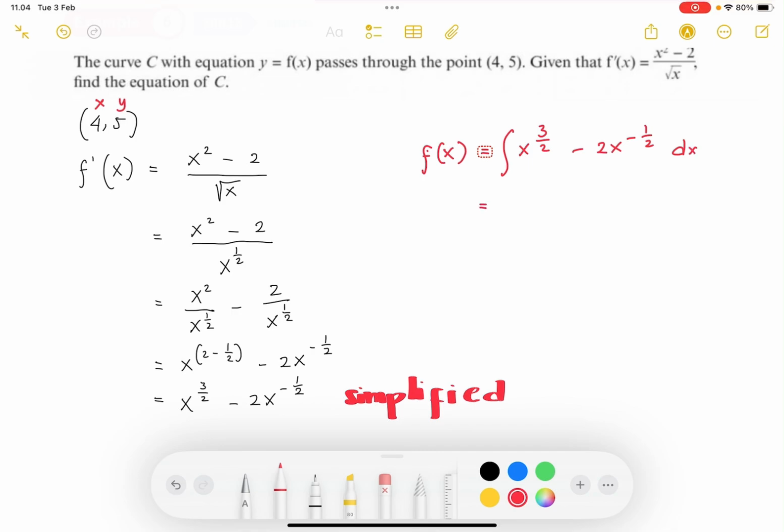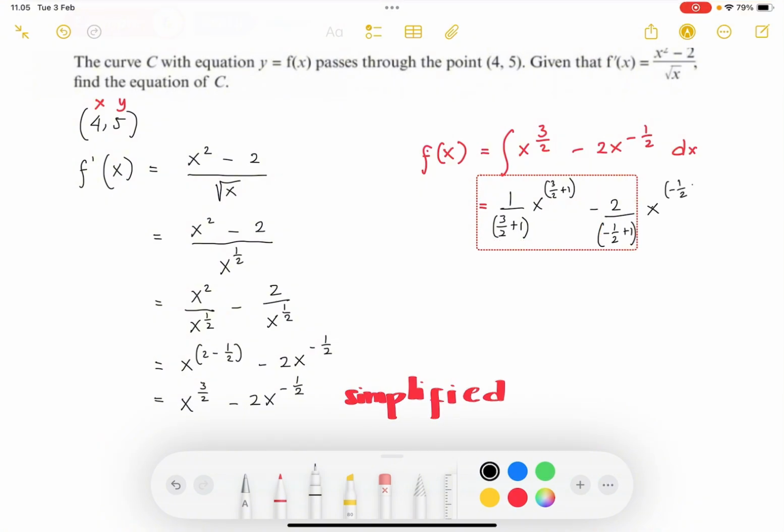Now, the same way like before. The coefficient of this x is 1, right? It has 1 in the front. And then you put 3 over 2 plus 1, times x to the power of 3 over 2 plus 1, minus 2 over minus 1 over 2 plus 1, times x to the power of minus 1 over 2 plus 1. The one that we did before. We do the same way.